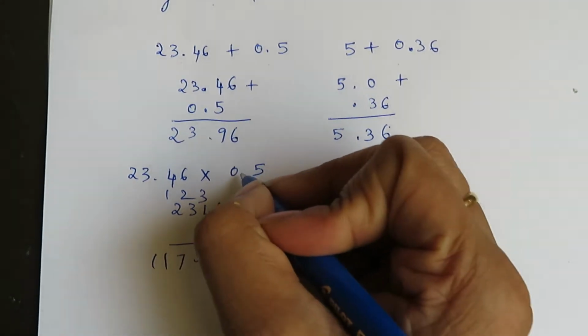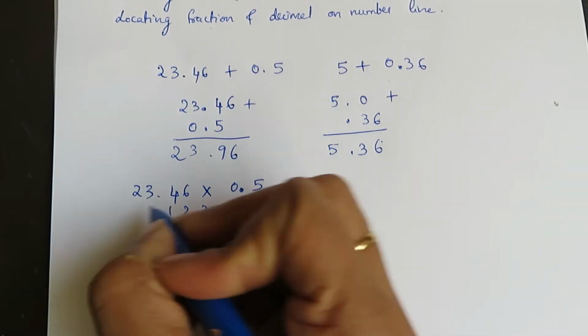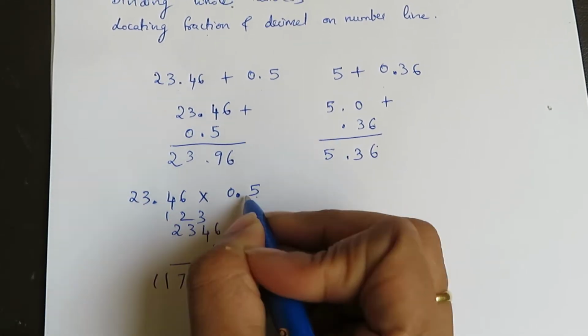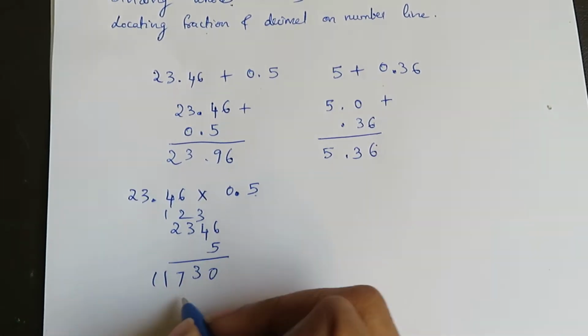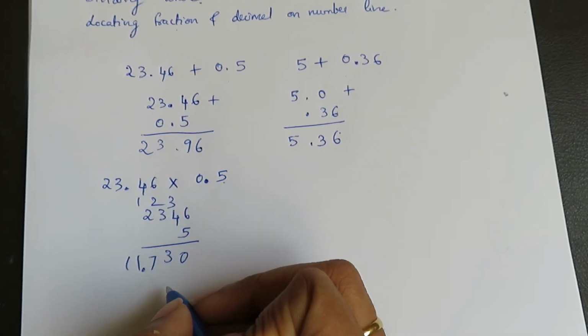Now here, see how many numbers are there after the decimal. I have one number here, okay, and here I have two numbers after the decimal. So altogether 3 numbers after the decimal. So in your final answer also, you should have 3 numbers after your decimal.